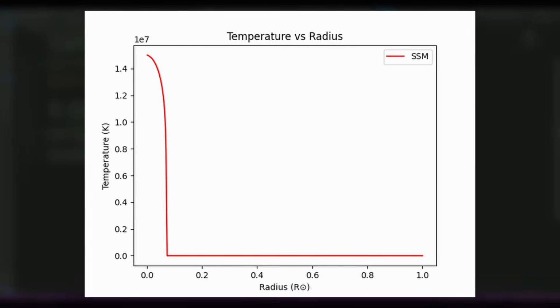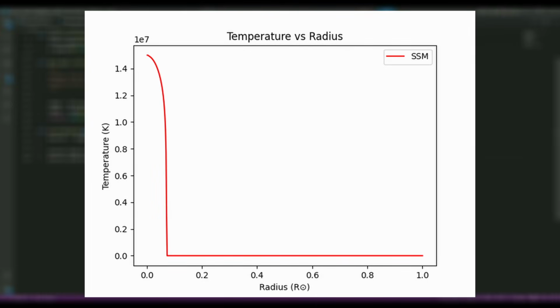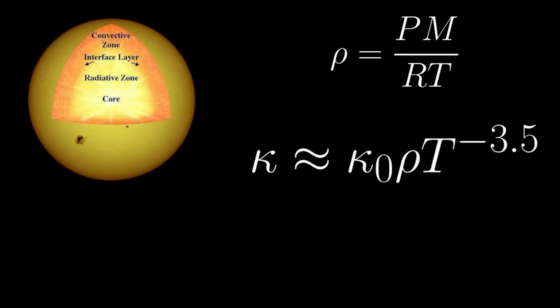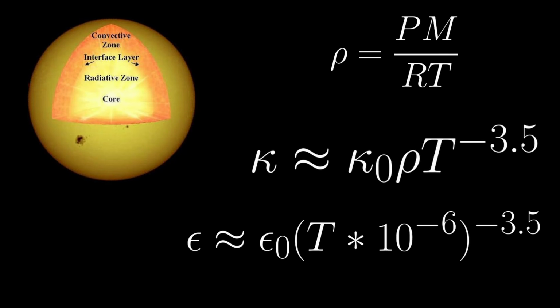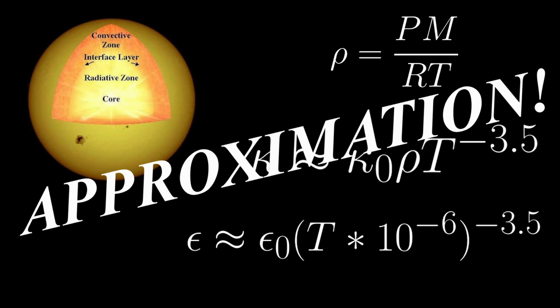Okay, at least our temperature didn't go negative this time, but there's definitely still a problem here. The sun's temperature definitely does not go to absolute zero at 10% of its radius. So what's the issue? Well, remember how I mentioned earlier that we needed equations of state for the density, opacity, and energy generation rate? We actually use approximations for these values in our code. Now, approximations are great, but they can provide a whole lot of error that introduces issues into our simulations.